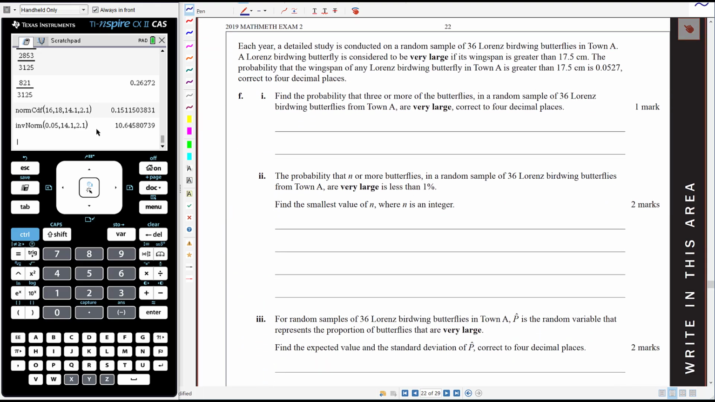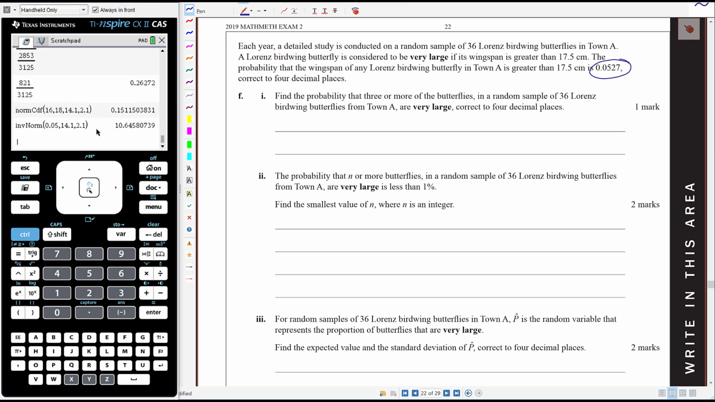Each year, a detailed study is conducted on a random sample of 36 Lorenz birdwing butterflies in town A. A Lorenz birdwing butterfly is considered to be very large if its wingspan is greater than 17.5 centimetres. The probability that the wingspan of any Lorenz birdwing butterfly in town A is greater than 17.5 centimetres is 0.0527, correct to 4 decimal places. Find the probability that 3 or more of the butterflies in a random sample of 36 butterflies from town A are very large, correct to 4 decimal places.